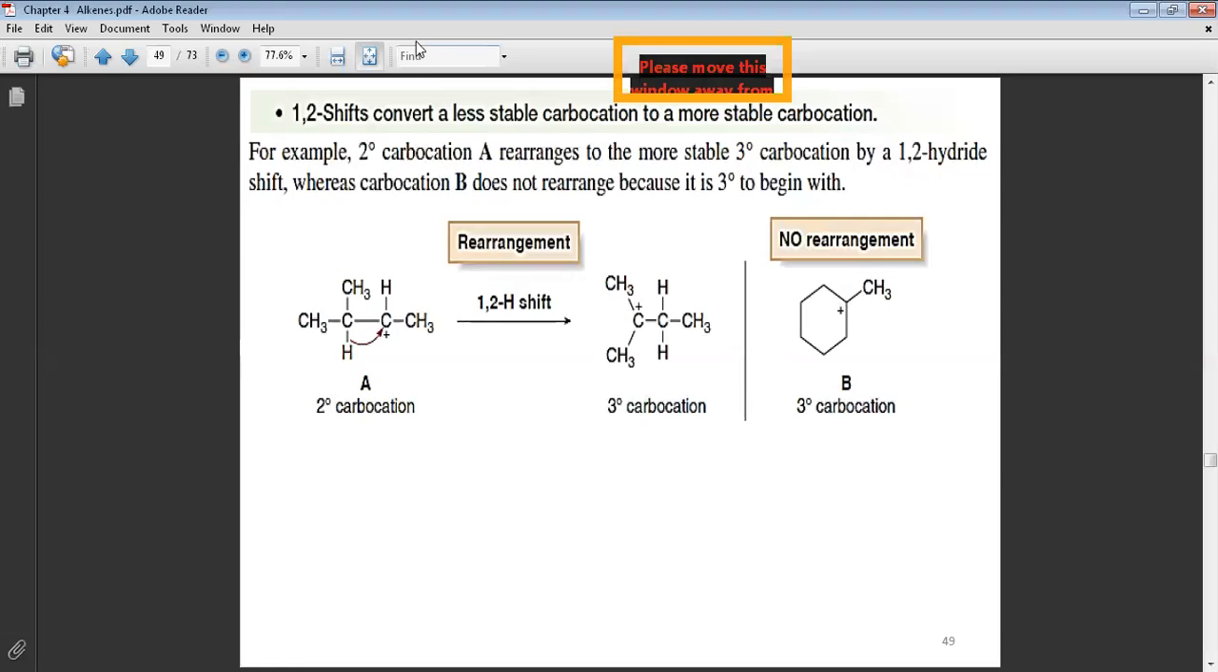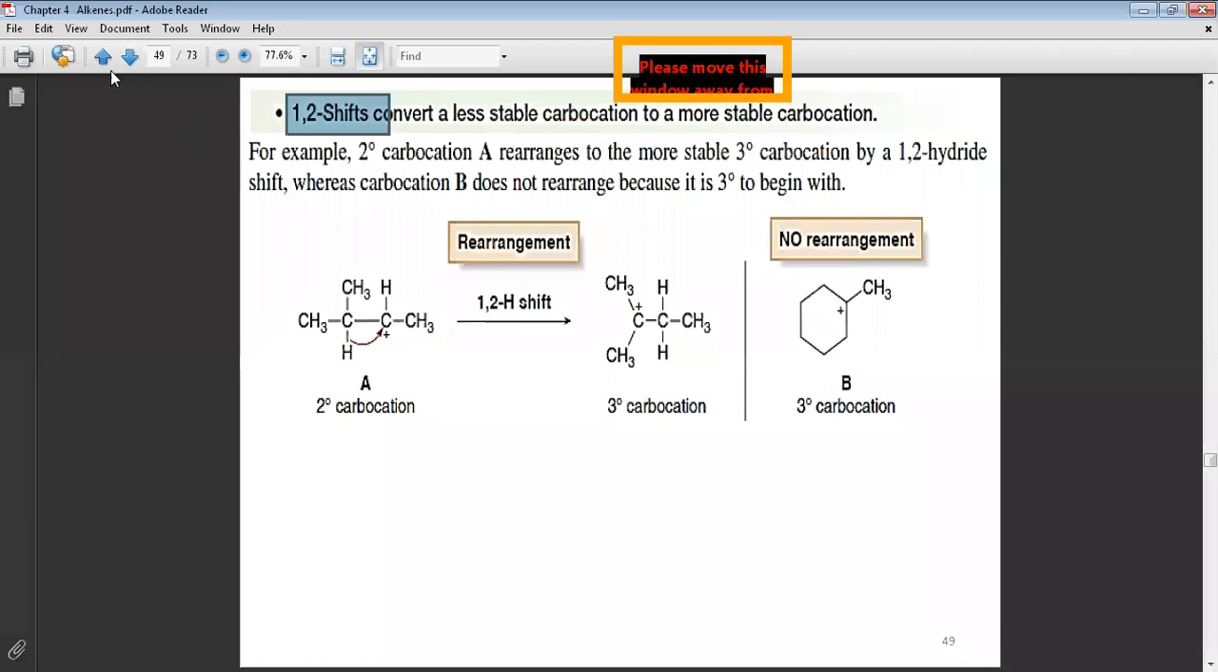Here, 1,2 shift, meaning a 1,2 hydride shift or a 1,2 alkyl shift. It converts the less stable carbocation to a more stable carbocation. Do you understand this, students? How the hydride shift or the alkyl shift works for the rearrangement of the carbocation.